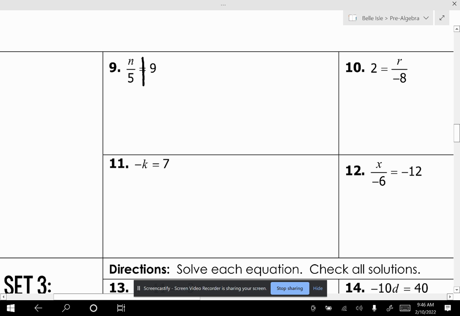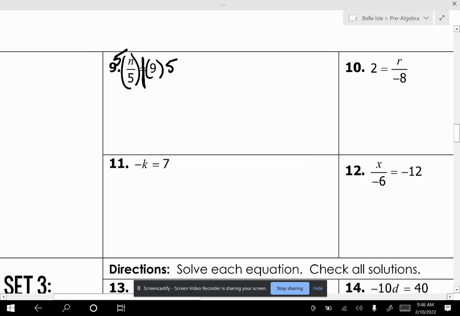First, identify my variable. We're over on the left side. And what operation is being done to that variable? It's being divided by what? By 5. What is the opposite of that, or the inverse? Multiply by 5. Whatever you do to one side, you have to do the other. So I'm using parentheses to multiply because I'm multiplying the entire fraction n over 5.